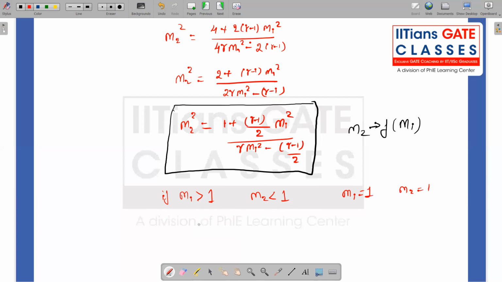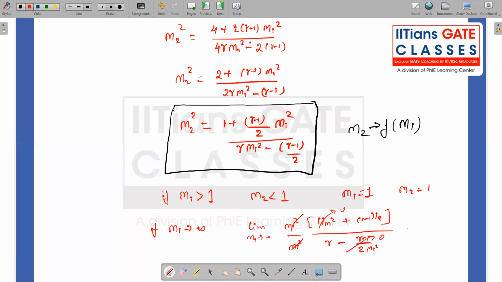But interestingly, let me see what happens to m2 if m1 tends to infinity. If I apply the limit to this equation and take m1 square common in the numerator, that becomes 1 plus m1 square times (gamma minus 1) divided by 2, divided by, again taking m1 square common from the denominator, gamma minus 1 divided by 2 times m1 square. If I apply the limit, this tends to 0 and this tends to 0. This leaves m2 square tending to (gamma minus 1) divided by 2 gamma, or m2 tends to the square root of (gamma minus 1) divided by 2 gamma.